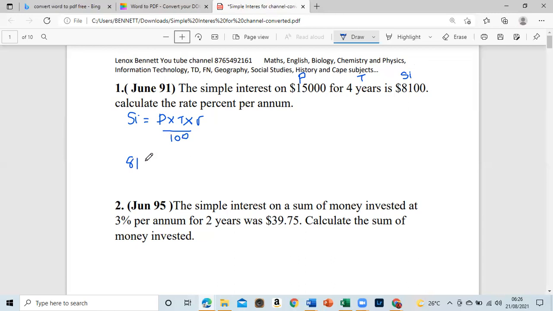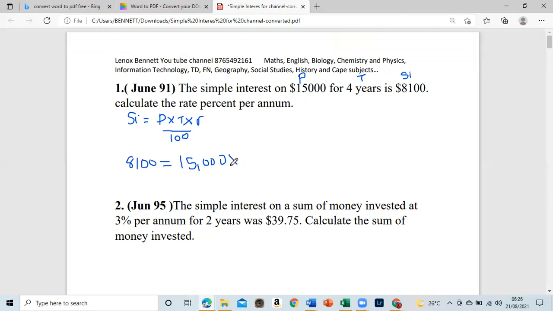And again, guys, a calculator is allowed. This is paper 2. The principal is 15,000. So the time is 4 years, and we don't know the R. But we know that the rate is expressed in percentage, and that's over 100.